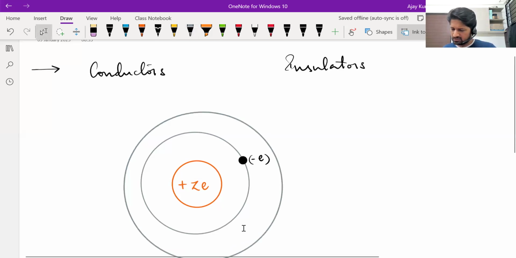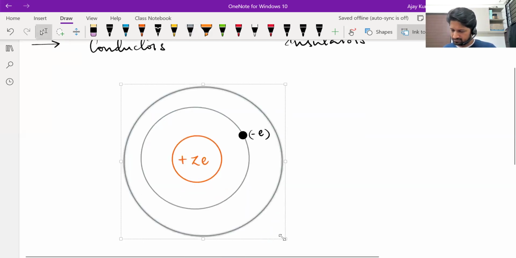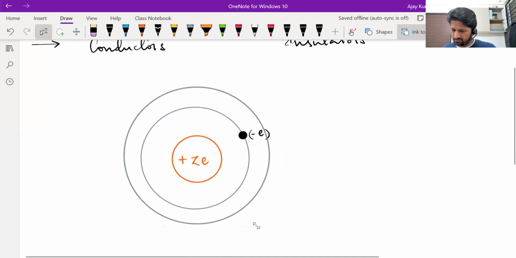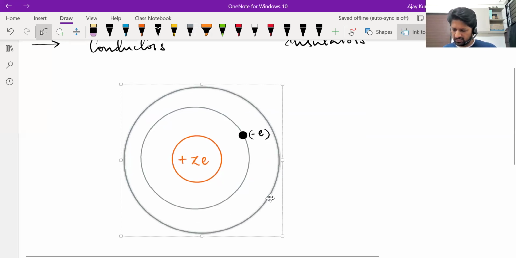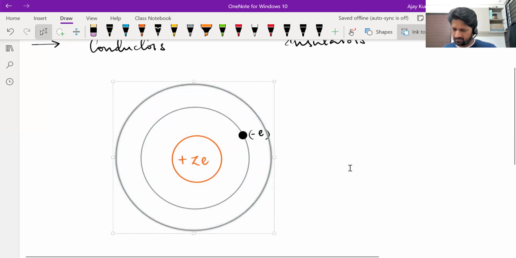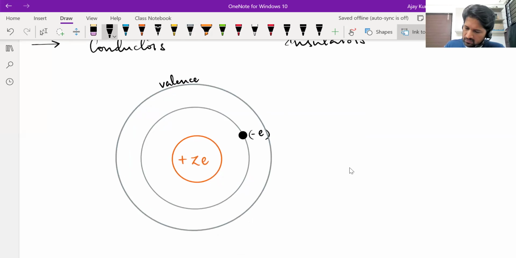Fine. The last shell, what is it called? Okay. As far as I know, it's called the valence shell. Electrons in the valence shell are the most energetic electrons and they are the farthest from the nucleus. So they are the most loosely bound electrons in an atom. However many there are, they are the most loosely bound electrons in an atom, right?